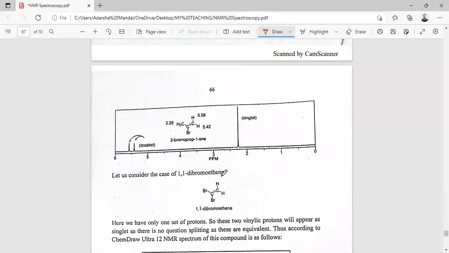So this is the NMR spectrum. Here this CH3 comes as a sharp signal, this H comes as a doublet, and this H comes as a doublet. The peak intensity is 1:1:3.